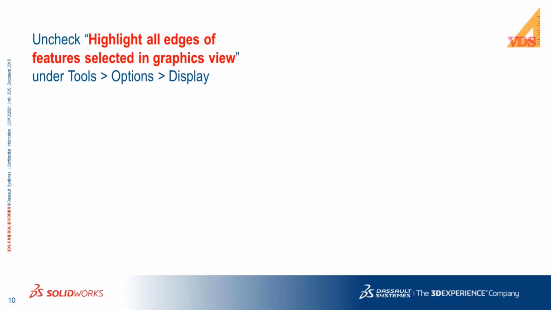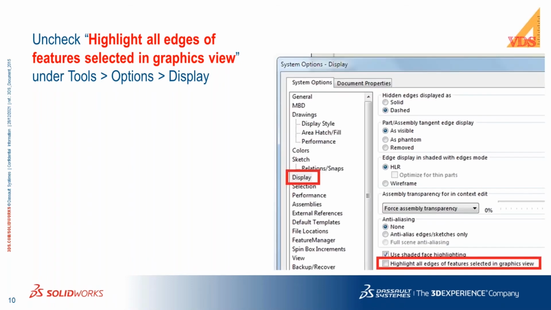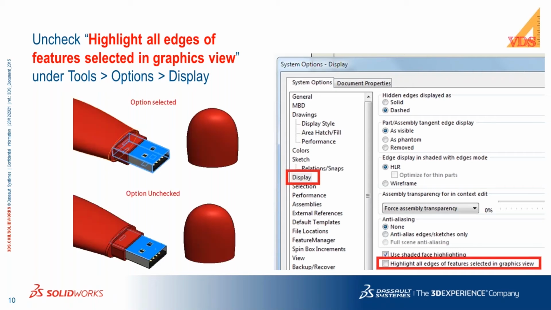The next one is highlighting of all the edges. With this option ticked on, if you click on any feature in the graphics area, SolidWorks is going to highlight all the edges of that feature, which means it's going to consume more graphics. As the picture says, I clicked on the face on the top, which is one of the extrude features. And when the option is selected, it's going to highlight all the edges.